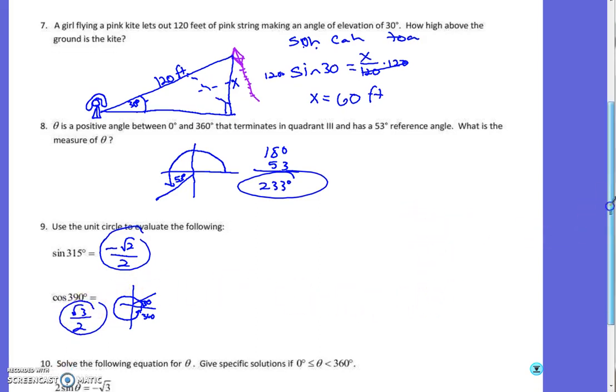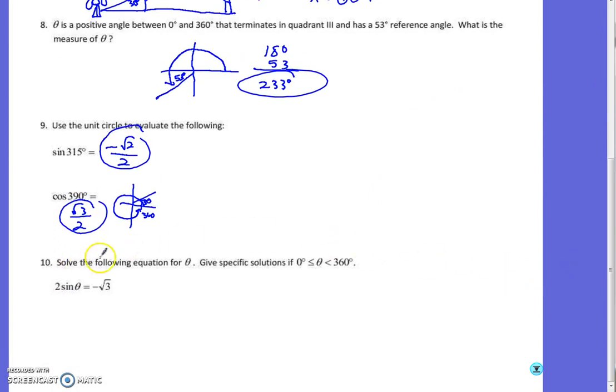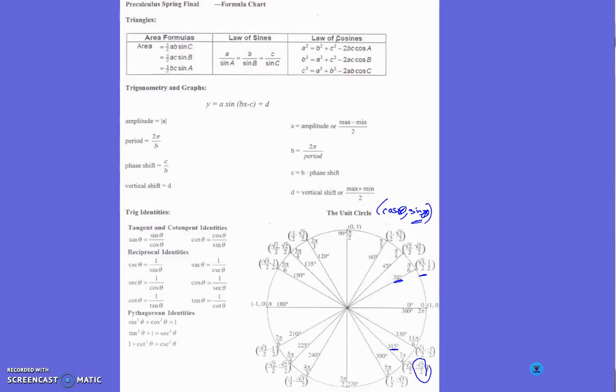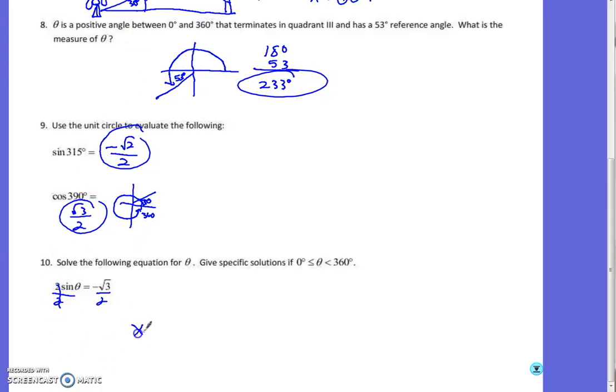And for number 10, to solve this one, I would divide both sides by 2. And I want to know where sine is equal to negative square root of 3 over 2. So if I go to my unit circle and look for square root of 3 over 2, sine is the second one. There's one there at 240 degrees. And there's also one there at 300 degrees. So our x, or our theta, is 240 degrees or 300 degrees.